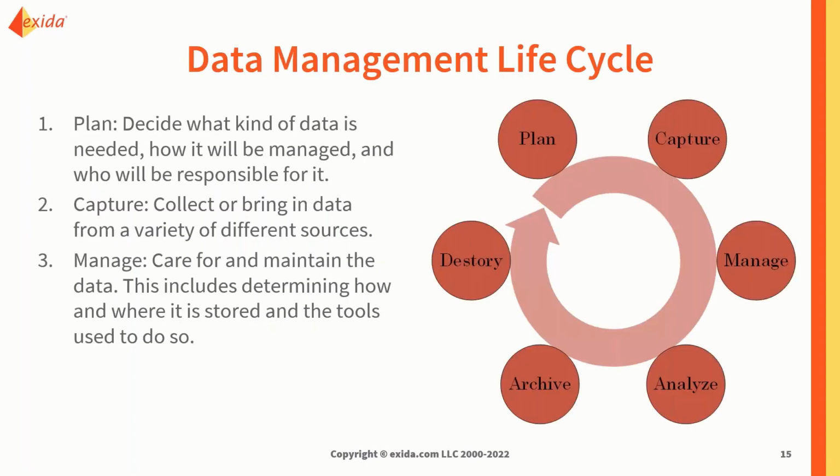So let's go into the life cycle now. How does data science look at data management? Basically it's divided into six different steps: plan, capture, manage, analyze, archive, and finally destroy. Plan, as with any process, you need to have a plan or scope to know what you're doing, what kind of data you're dealing with, and how you plan to manage the data.